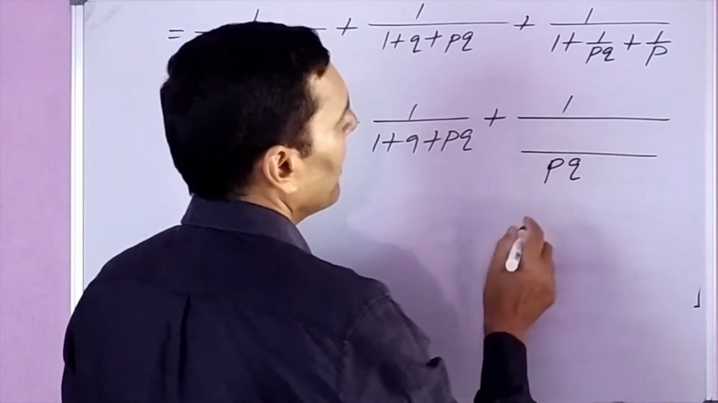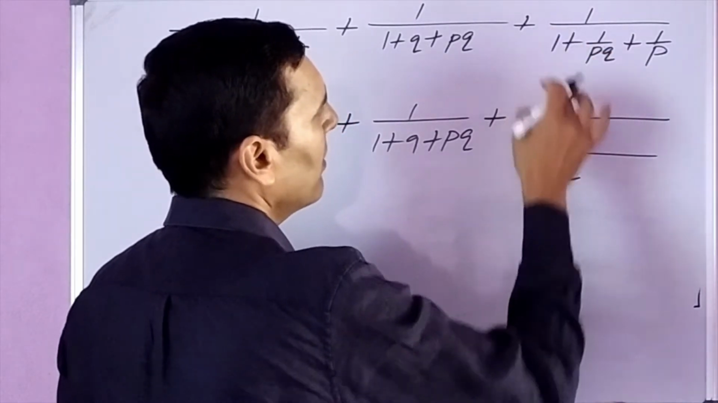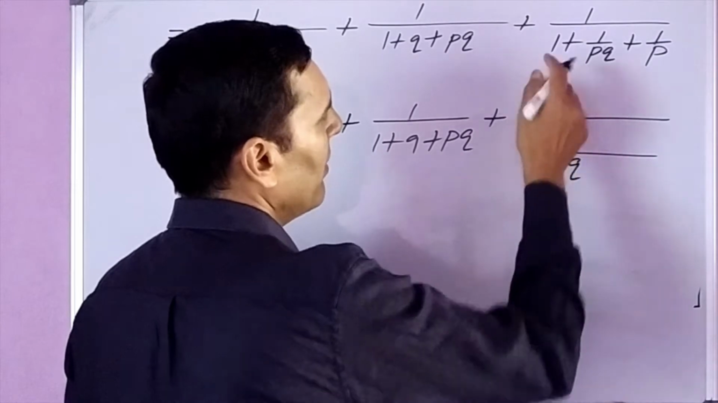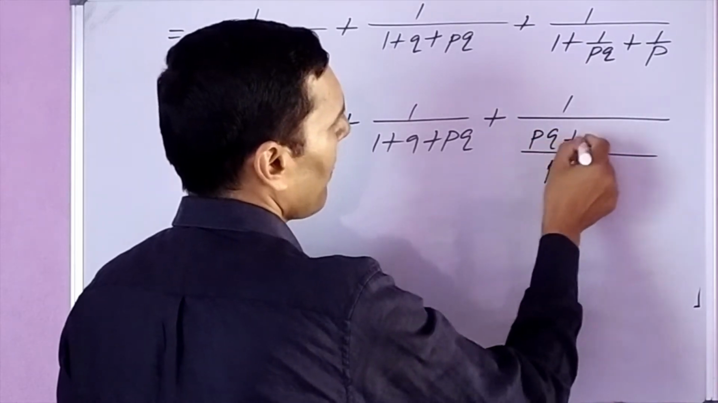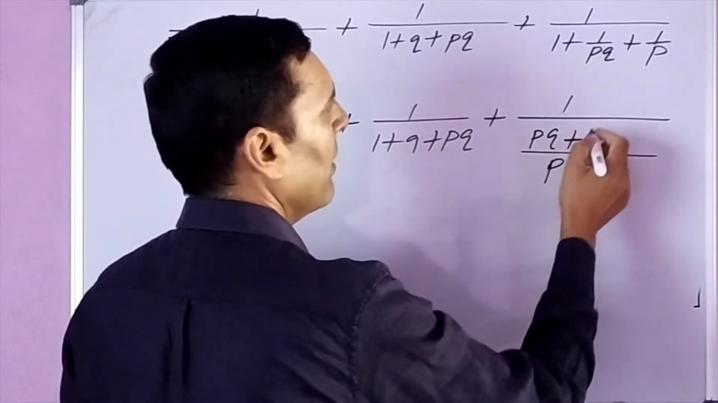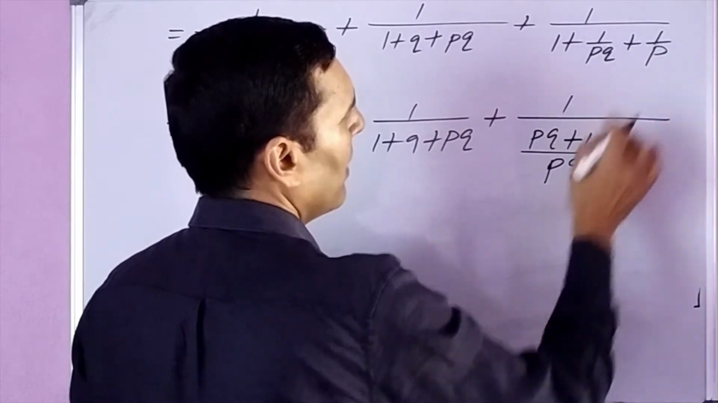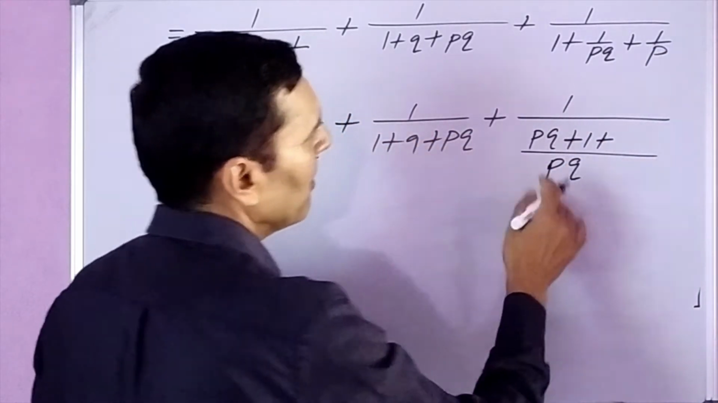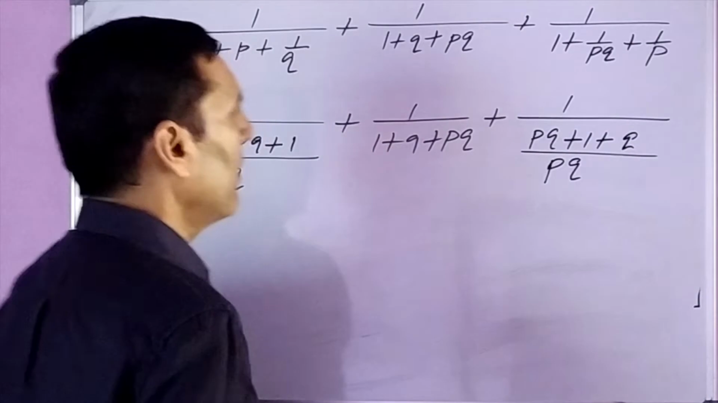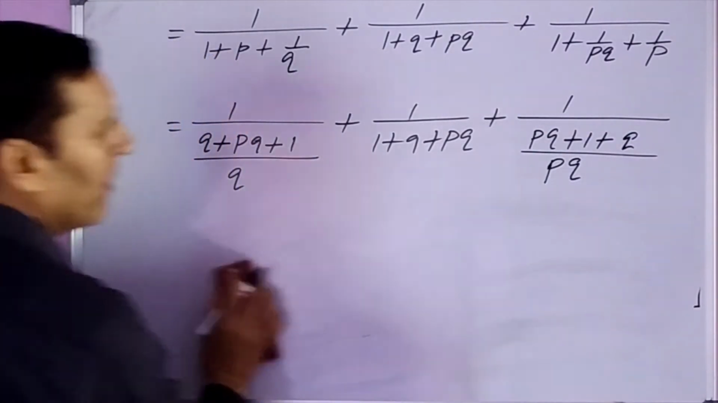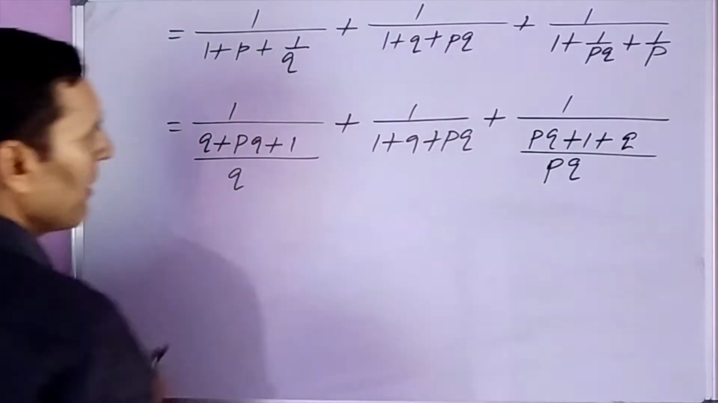LCM is PQ. After taking PQ as the LCM, here is 1: LCM divided by 1, PQ into 1, it is PQ. Or PQ divided by PQ, 1. And this PQ divided by P, what will remain? Q. So in this way, we have taken the LCM in the first and third denominators.